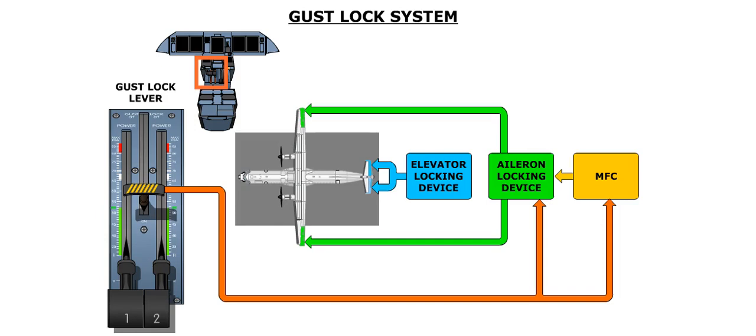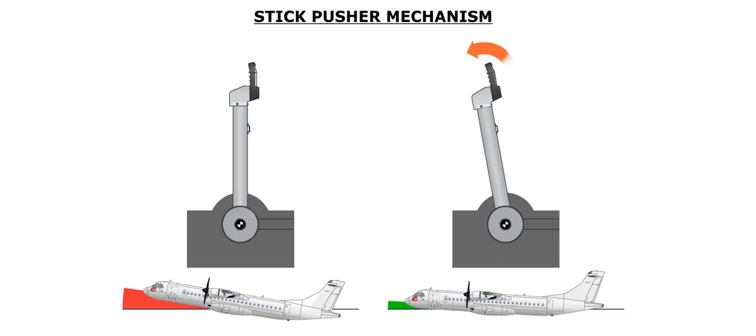A gust lock system provides a means to mechanically lock the ailerons and the elevators when the aircraft is on the ground. In addition, a dampener will limit excess rudder travel speed, particularly during taxi. It also prevents damage from wind gusts when the aircraft is parked. A stick pusher mechanism will mechanically push the captain's control column in the event of an impending stall.